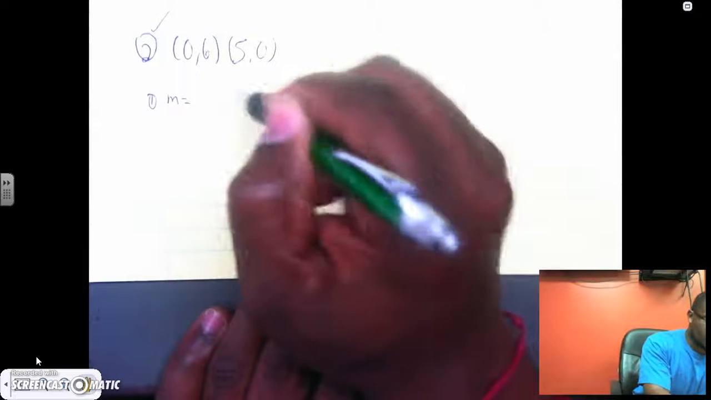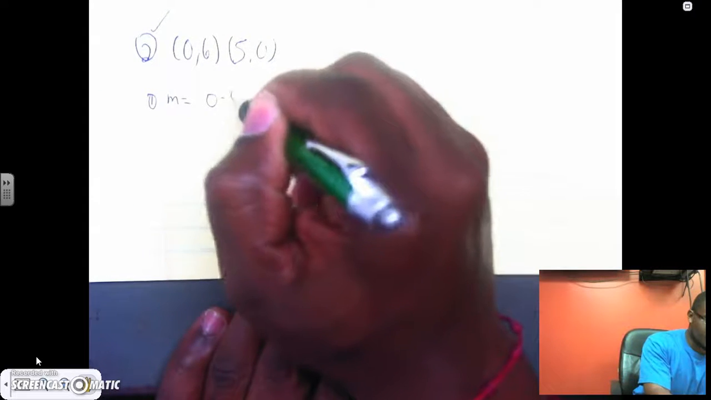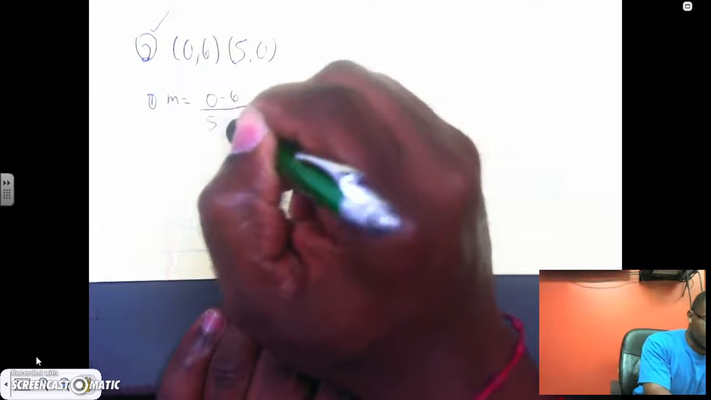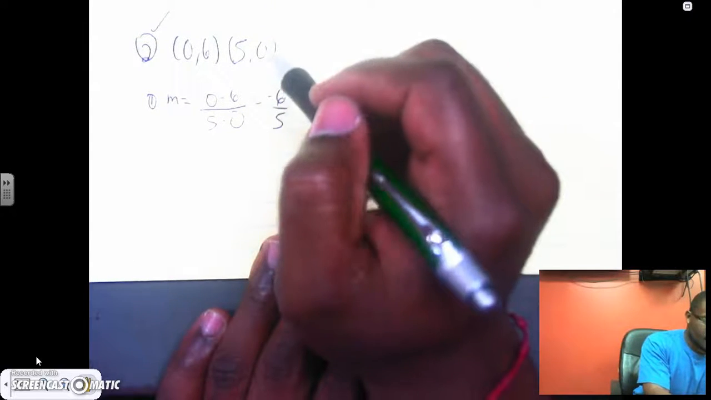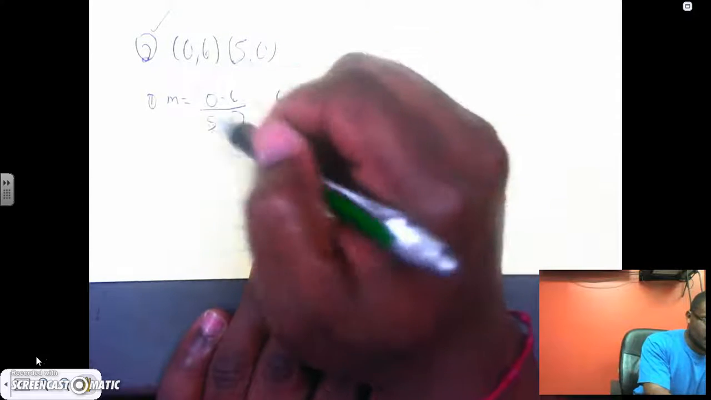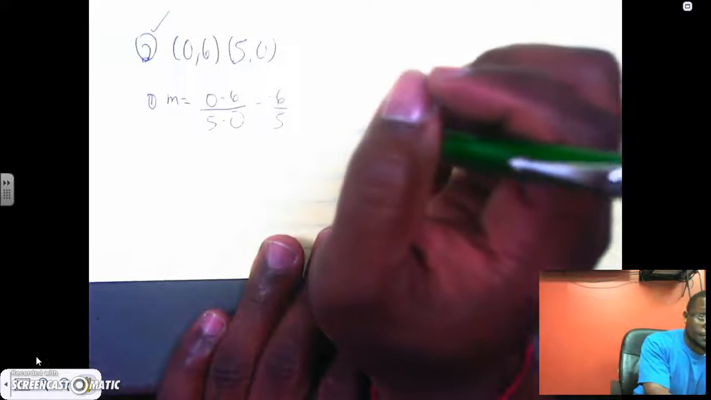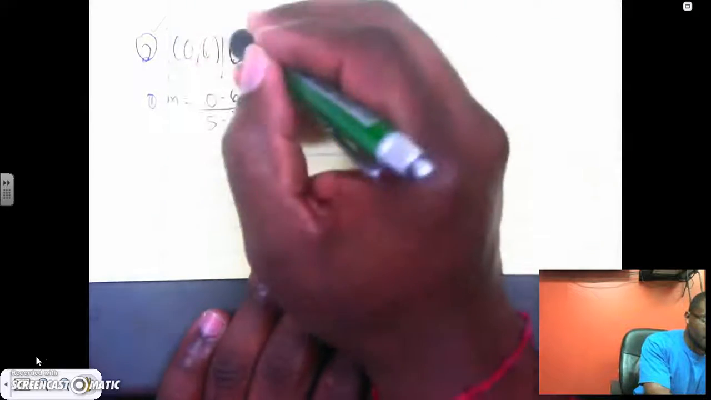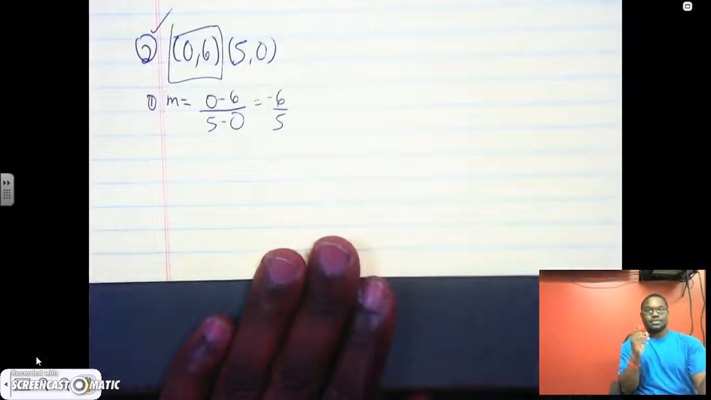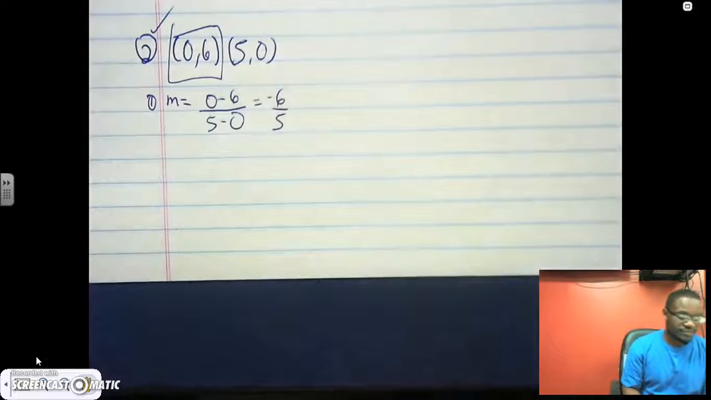Alright, so step number 1 is to find your slope. I'm going to find my slope, which is 0 minus 6 over 5 minus 0, which is -6 over 5. I did that too quick: 0 minus 6, 5 minus 0. Alright, that's my slope. The next thing is to pick a point. It doesn't matter which point you pick. I picked the second one last time. I'm going to pick the first one this time just so you can see.